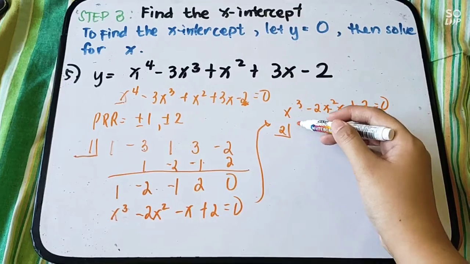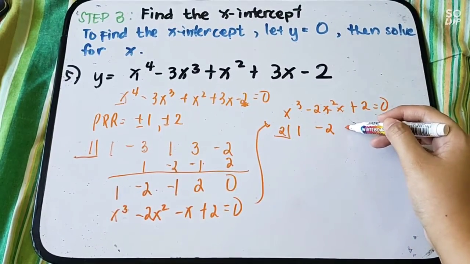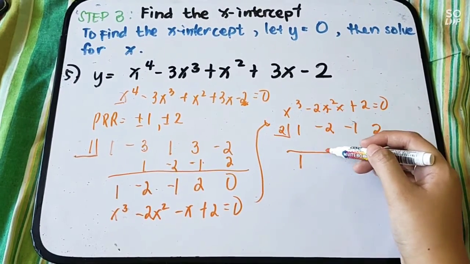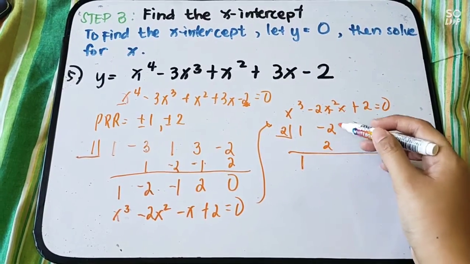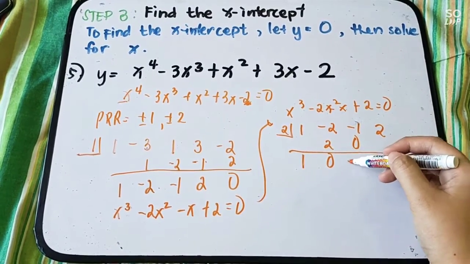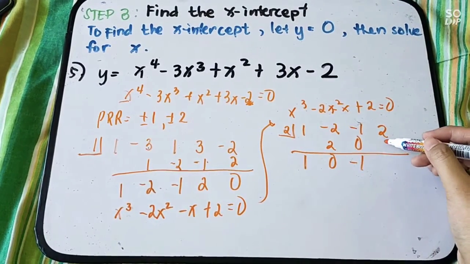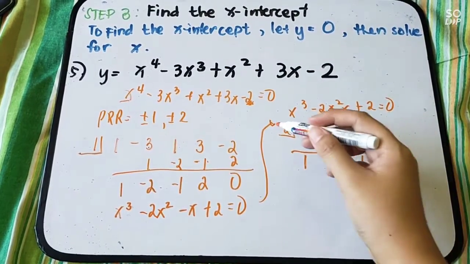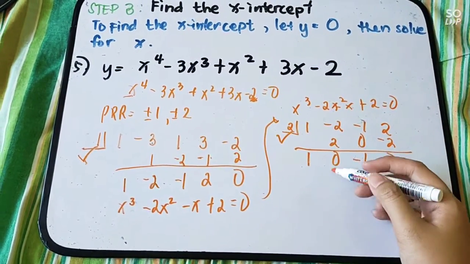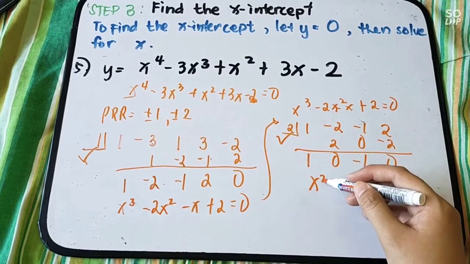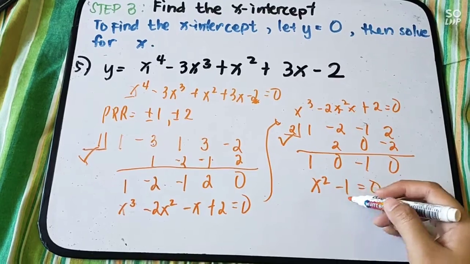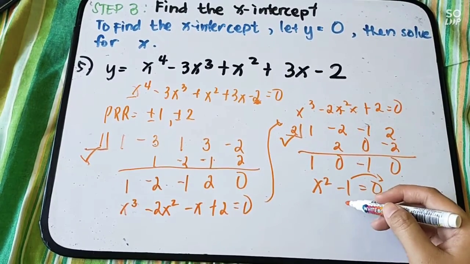Okay? We have here 1, negative 2, negative 1, we have here 2. Bring down mo. 1 times 2, we have here positive 2. Then this one is 0. 0 times 2, we have 0. This one is negative 1 times 2. That is negative 2. Then 0. So, tama na naman si 2. Tama si 1, tama si 2. So, ang matitira na lang ay x squared minus 1 is equal to 0. Diba? Then, solve na to. Lipat mo lang si 1, negative 1 doon.